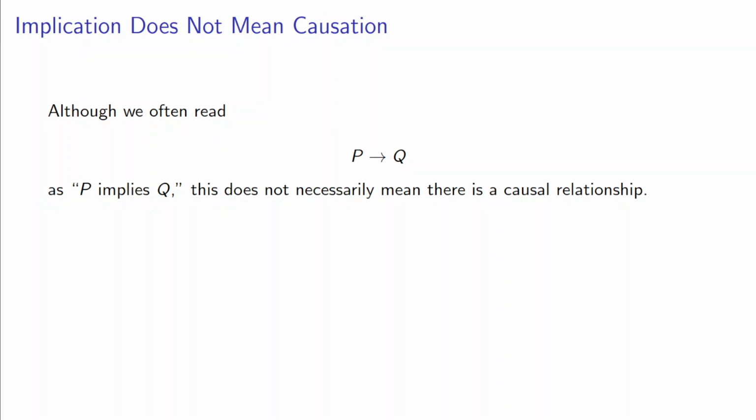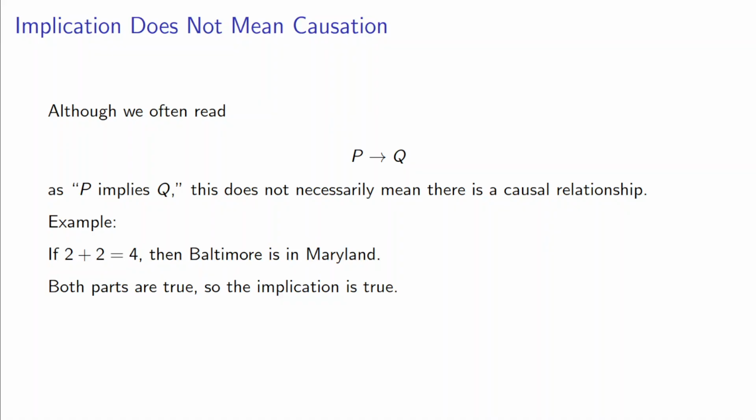Although we often read "P implies Q" or "if P then Q," this does not necessarily mean there is a causal relationship. For example, here's an implication: if 2 plus 2 equals 4, then Baltimore is in Maryland. Both parts are true, so the implication itself is true. However, the first statement clearly does not cause the second. There's no causal relationship there. Baltimore is in Maryland, and 2 plus 2 is 4, but there's nothing about the fact that 2 plus 2 equals 4 that is leading to the idea that Baltimore is in Maryland.